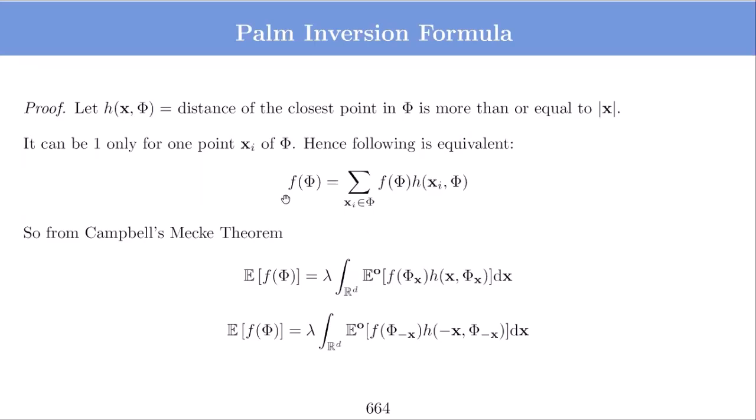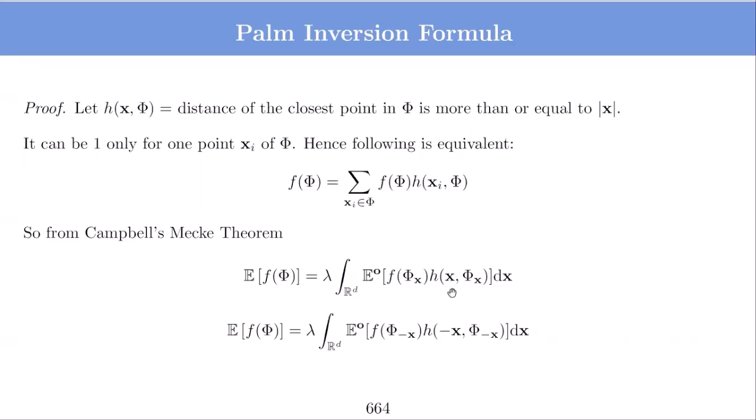So the expectation of f(Φ) is equal to the expectation of this, and from the Campbell-Mecke theorem, this is given as λ times the integration of the Palm expectation of f(Φ−x) h(x, Φ−x) dx. I have applied the Campbell-Mecke theorem to get this. Now I can substitute x with minus x, and I will get λ times the Palm expectation of h(−x, Φ−x) dx.